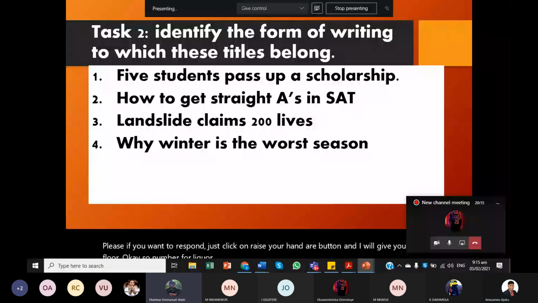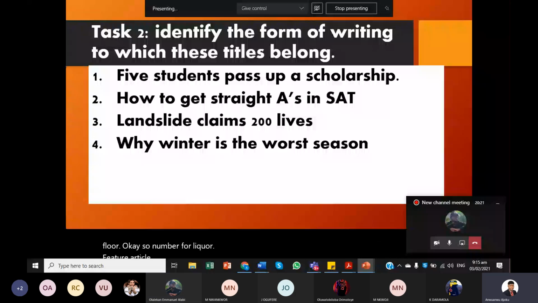Feature article. Why is it pointing to a feature article? It's kind of similar to the second title. The title is put in a way where he's probably going to talk about his own experiences and use his own logic and reasoning for why winter is the worst season. I like that. Thank you so much for that.